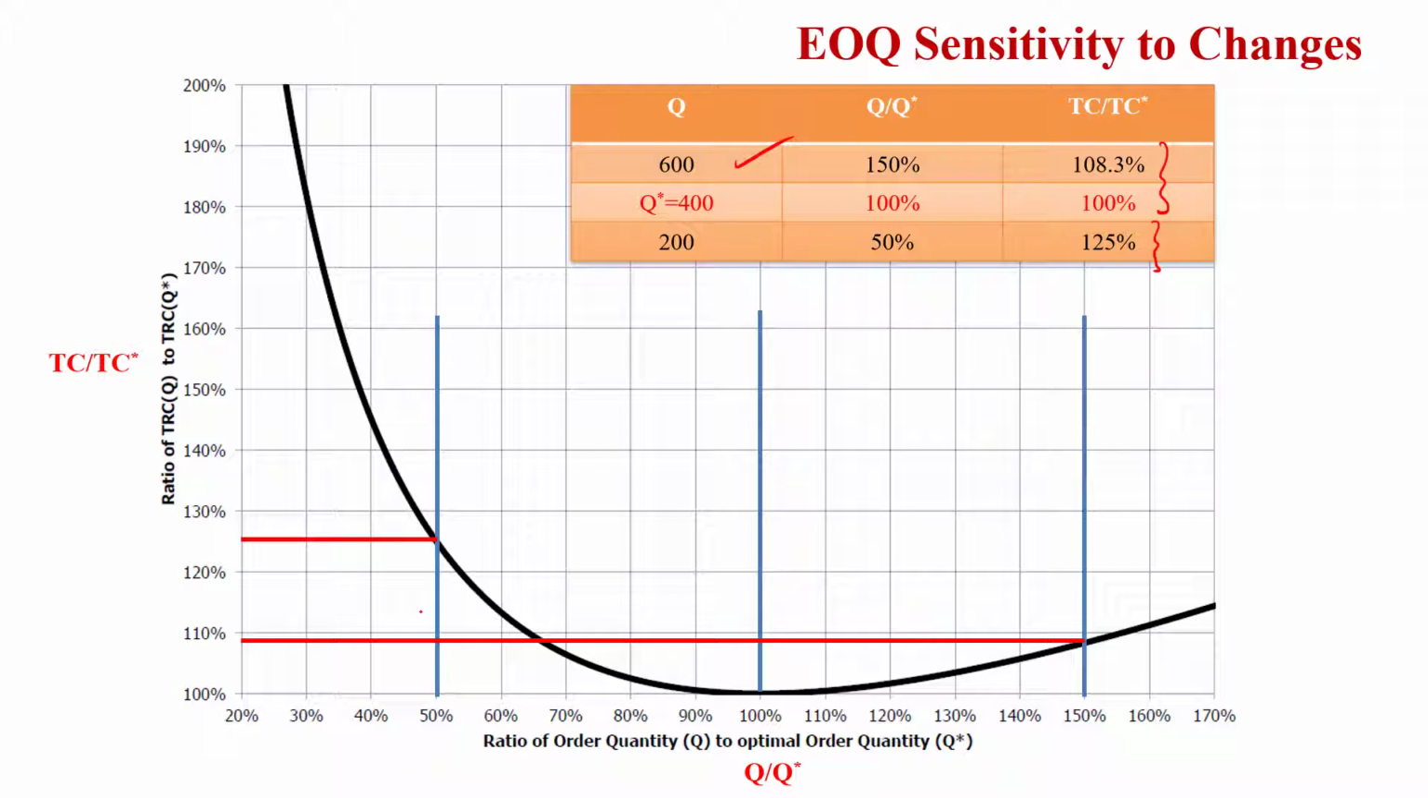So this is indicating what happens if we order less compared to the optimum order quantity, or if we order more. And you can see the robustness of the EOQ model. Up to now, we can see that there is no change in the total cost.